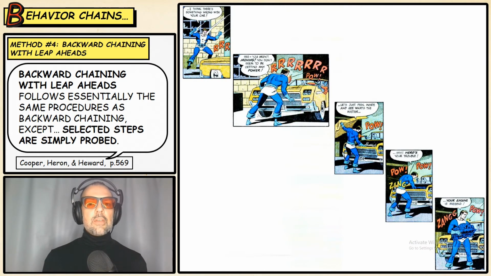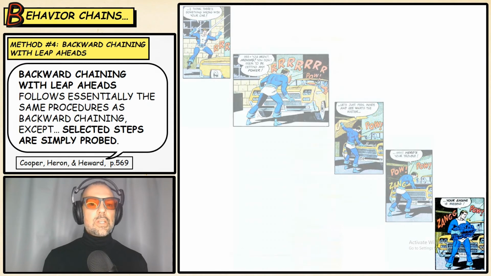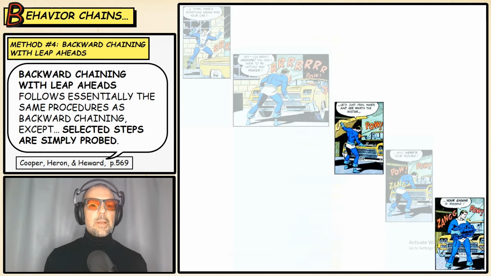So if we were training this behavior on stopping a car full of dastardly villains using backward chaining with leap aheads, we would start with that final behavior. We would again start training at the end of the chain with that fifth behavior. However, we might conduct a few probes and simply test the learner to see if they can do certain other behaviors. So we might say, hey, stand in front of this car and stop these villains, try ripping the hood off. And if they're able to rip the hood off, that is a successful probe. They can perform that behavior. They can get reinforced for that behavior.